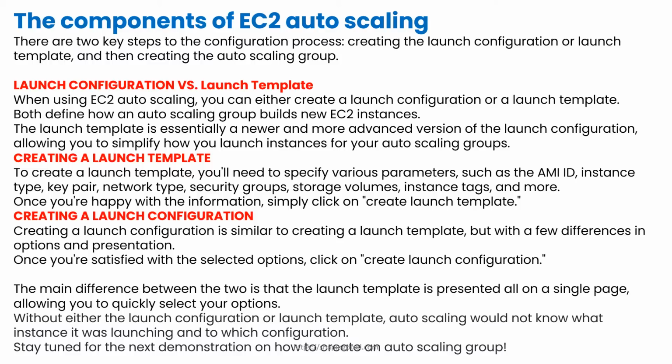To create a launch template, you will need to specify various parameters such as AMI ID, instance type, key pair, network type, security groups, storage volumes, instance tags, and more. Once you are happy with the information, simply click on Create Launch Template. Creating a launch configuration is similar to creating a launch template, but with a few differences in options and presentation. Once you're satisfied with the selected options, click on Create Launch Configuration.